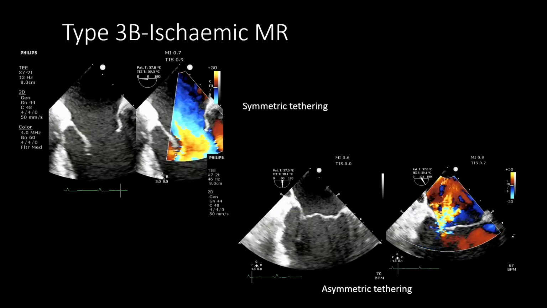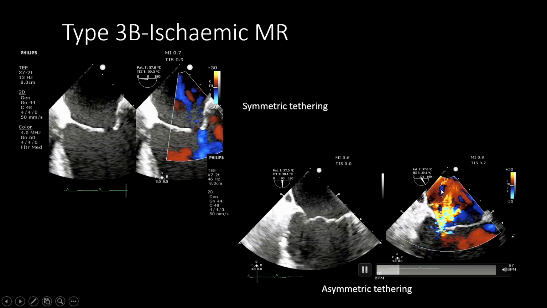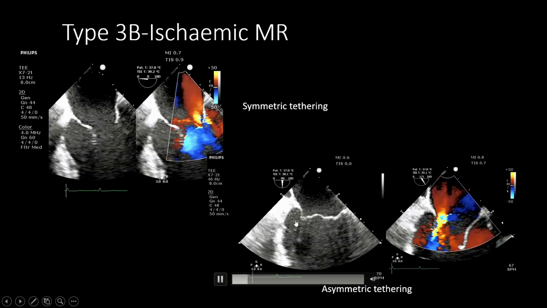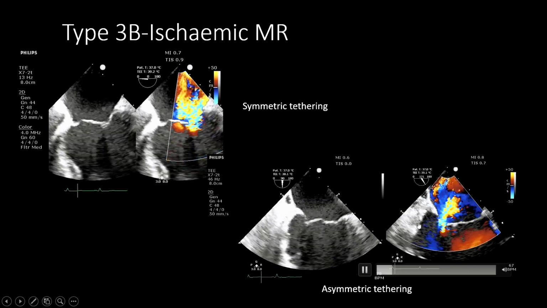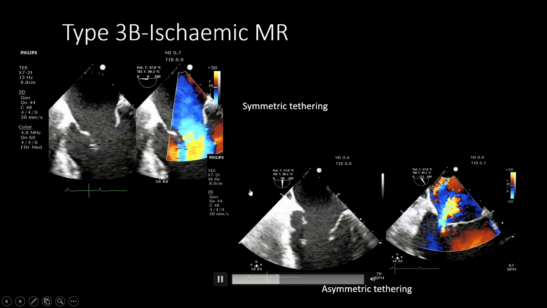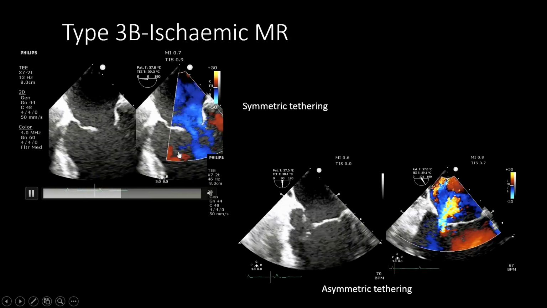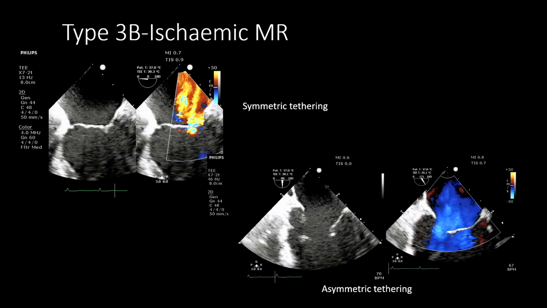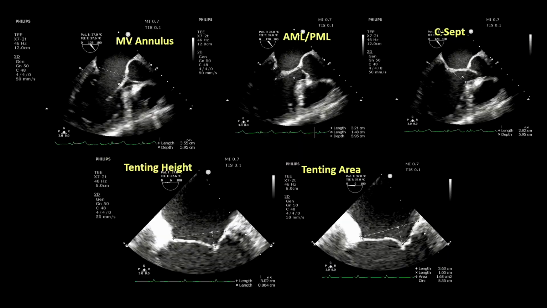Whereas in asymmetric tethering, as you can see in this case, only the P2, only the posterior mitral leaflet, is static, it is not moving at all, and your anterior is quite moving. In this case, you will have an eccentric jet over the PML, and in symmetric tethering, you will usually have a central jet. Okay, so this is your symmetric and asymmetric tethering.